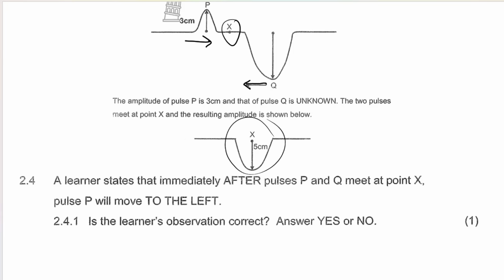When they're done meeting, P was initially going to the right. P will continue moving to the right. Q was initially going left. It will continue going to the left. So the learner saying that P will move to the left is wrong. The observation is not correct. P will continue moving to the right.